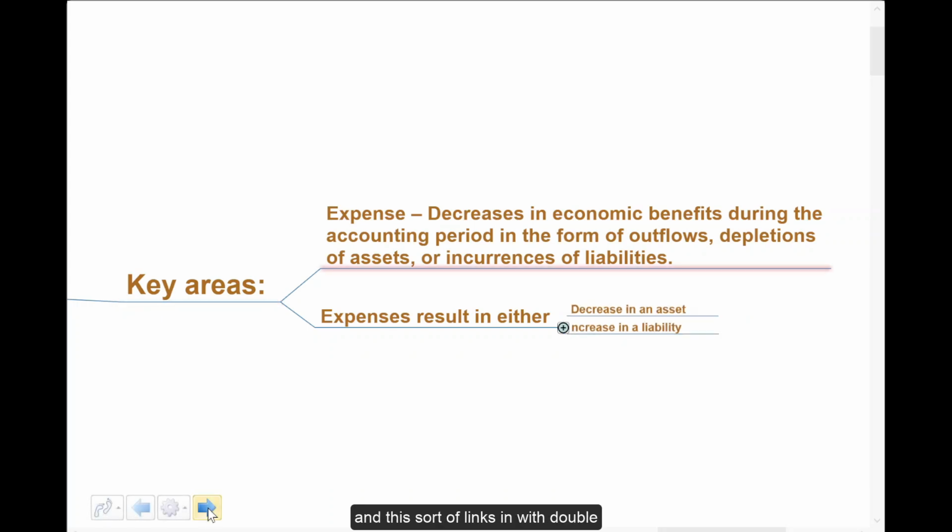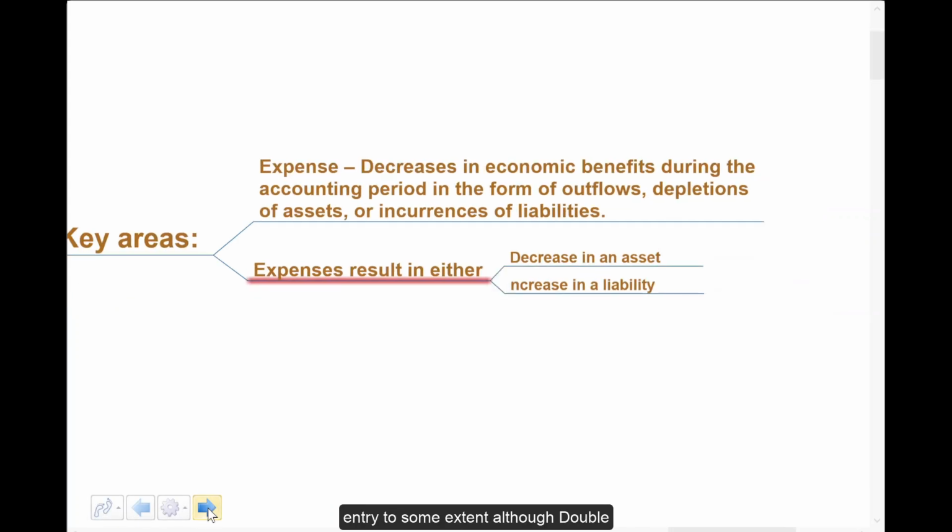So let's note that, and this links in with double entry to some extent, although double entry isn't a specific requirement for us in the MA syllabus, a small amount of it, not a lot. So when we talk about expenses, we're talking about the reduction in an asset, something that we own, or an increase in a liability, as I've just mentioned. So for example, we buy X product, and indeed we buy it on credit, therefore our liability or our trade creditors or our accounts receivable increase. Okay, so that's the essence of an expense.